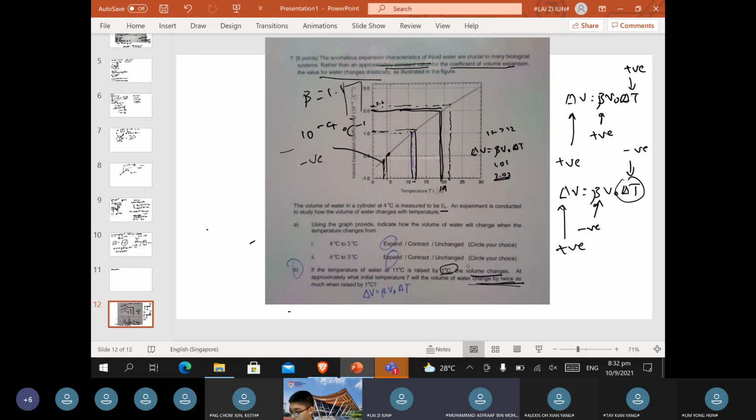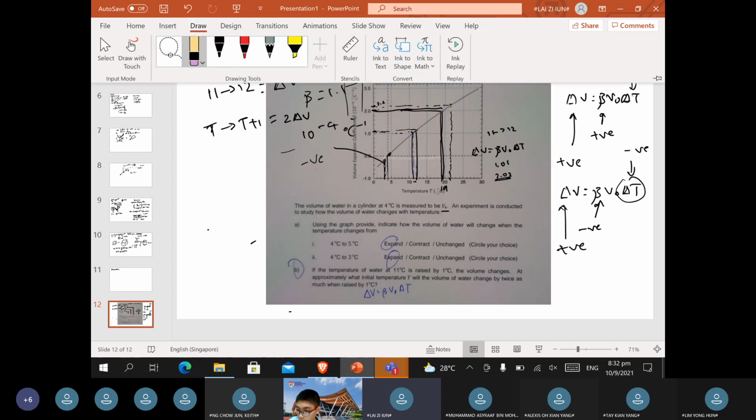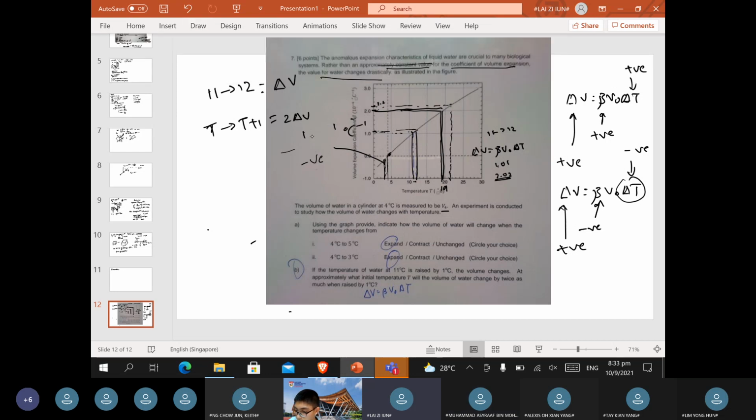Understand. No, the volume change is not twice. The volume change is twice that volume change at 11 to 12. So we got 11 to 12, right? Then we have a corresponding volume change. Then they ask you from what temperature, T to T plus 1, we get this volume change of 2 times that. Does this make sense? They're asking for what is the T where this happens.